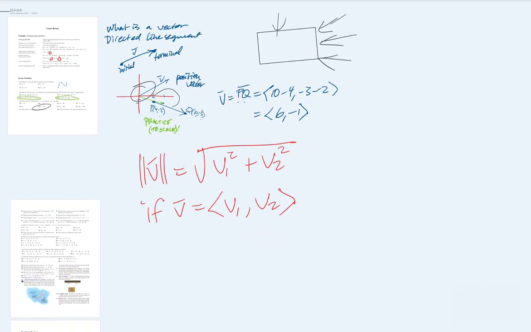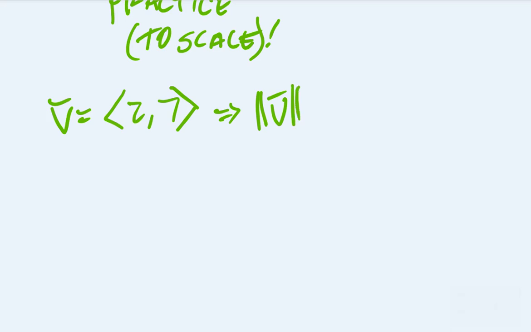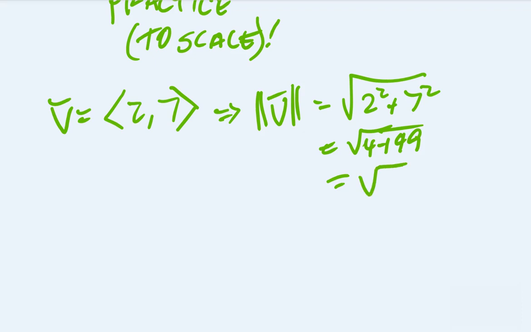So let's actually do an example of this. So if v is, I don't know, 2 comma 7. This means that the magnitude of v is the square root of 2 squared plus 7 squared, which is the square root of 4 plus 49, which is the square root of 53. Now WebAssign only takes exact answers unless it asks for a decimal equivalent. So square root of 53 would be your answer in WebAssign.